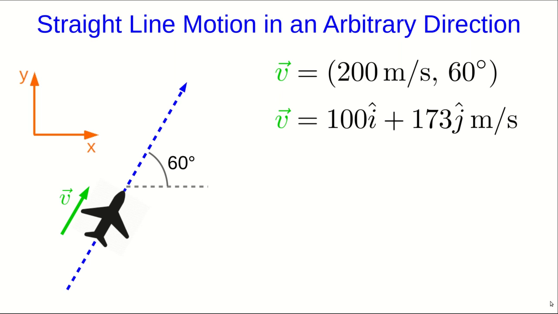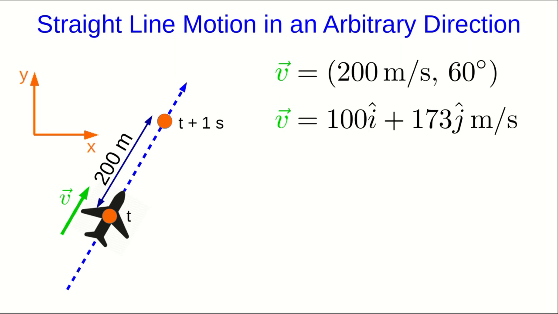So now let's think about the airplane at some location at some time t, any time, and where it will be 1 second later. Well, we certainly know, because it's going 200 meters per second, that in 1 second it's going to go a distance of 200 meters. This is going to allow us to find how far it goes in the x direction and how far it goes in the y direction. We can just draw the triangle, and do a little bit of trig, and again we know how far it's gone in the x and y directions.